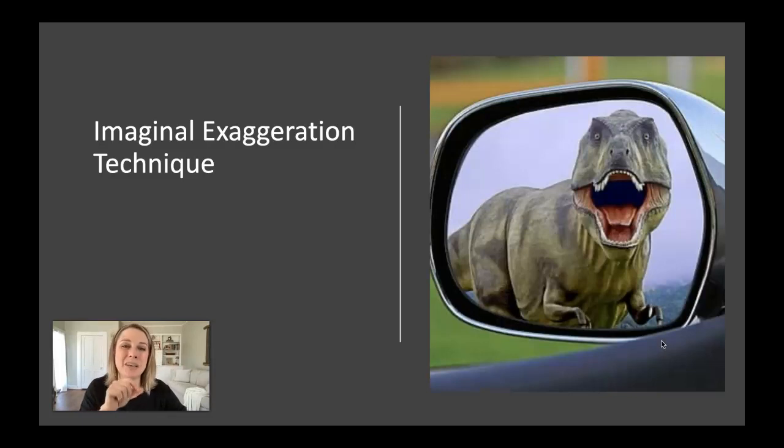Okay, since we're talking about enhancing awareness, I wanted to take a moment to share with you about the imaginal exaggeration technique. So this is similar to that paradoxical intention intervention that we discussed earlier with Adlerian therapy. So this technique can be used to increase awareness about any emotion, but it can prove especially useful when working with fear and worry.